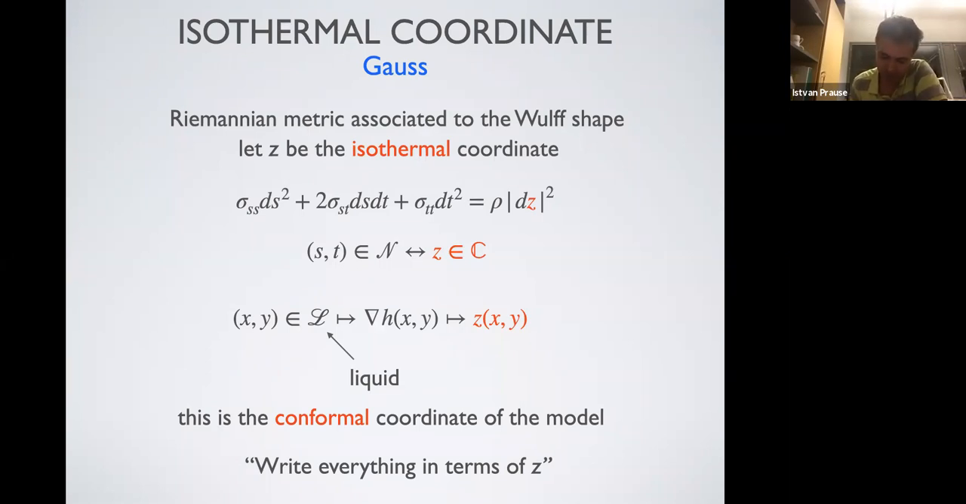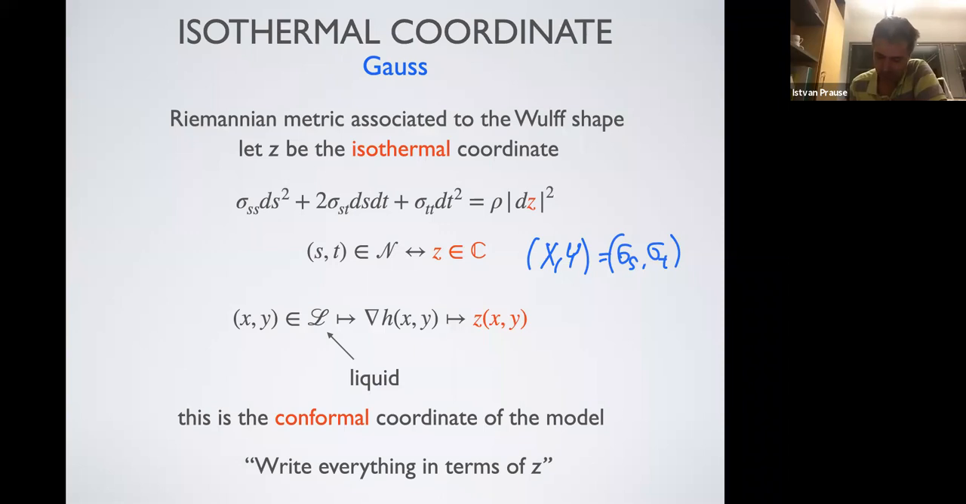Maybe I will need this for future reference. The partial derivatives of sigma I denote by capital X and capital Y. So this small x and small y live in the liquid region. This capital X and capital Y live on the amoeba associated to the growth shape, so the sigma and sigma t.